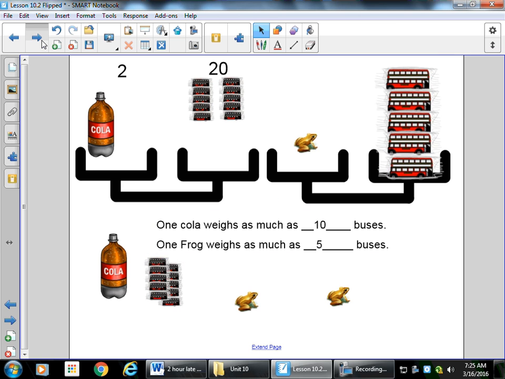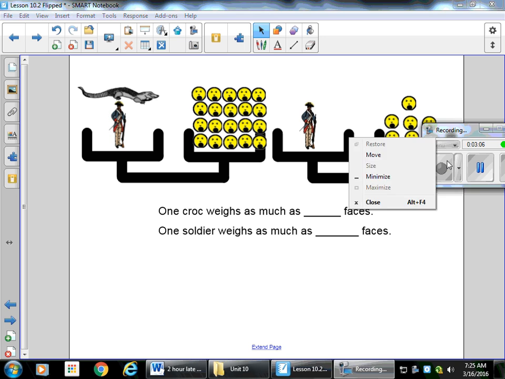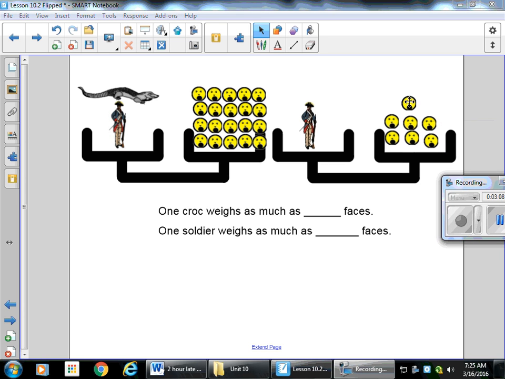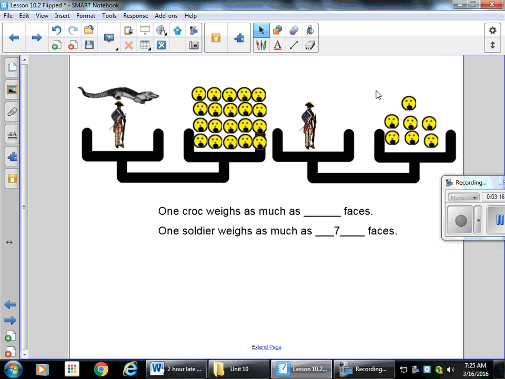Let's keep going on here. We've got a crocodile, we got some smiley faces, and we have a soldier. Well, what do we know so far? We know that the soldier weighs the same as 1, 2, 3, 4, 5, 6, 7 smiley faces. One soldier weighs the same as how many smiley faces? 7. Now, if I want to get rid of this soldier, how many smiley faces do I have to get rid of? I have to get rid of 7.